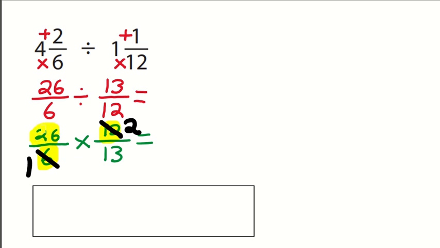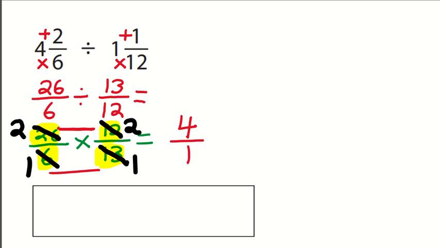What is the biggest number that goes into 13 and 26? 13 is the biggest number. 13 goes into itself once, and 13 goes into 26 twice. Now we're ready to go ahead and multiply across the top. 2 times 2 is 4, and across the bottom, 1 times 1 is 1.